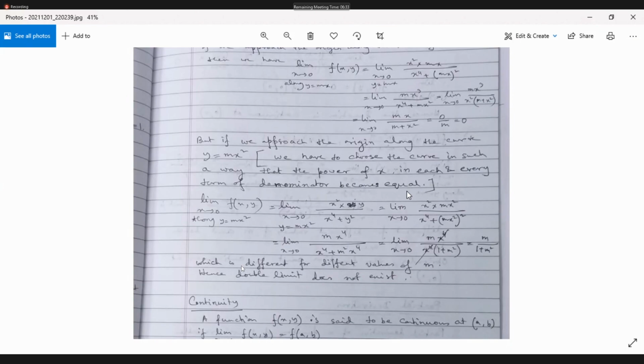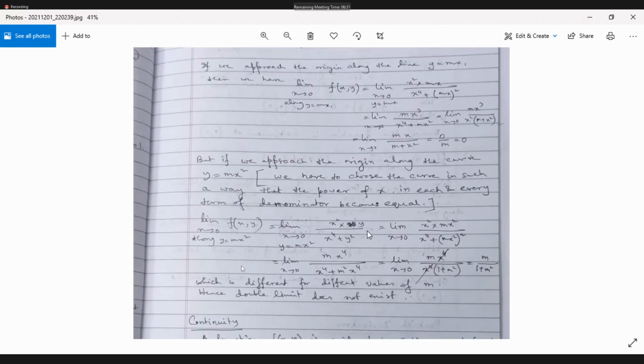For example, this is x square y over x to the power 4 plus y square. In the denominator we see that the power of x is 4 and the power of y is 2. To match the powers, we'll choose the curve as x to the power 4 equal to m square into y square, that is x square equal to m into y. We'll choose the curve as x square equal to m into y, or y equal to m x square.